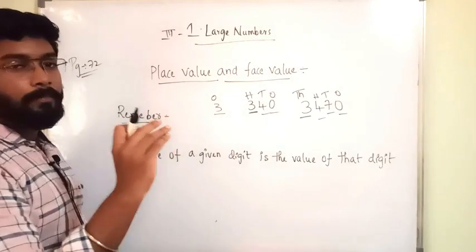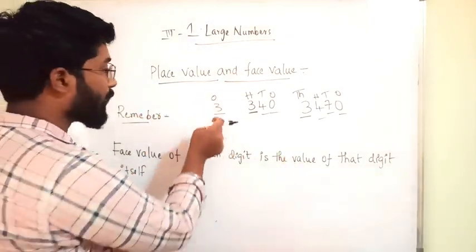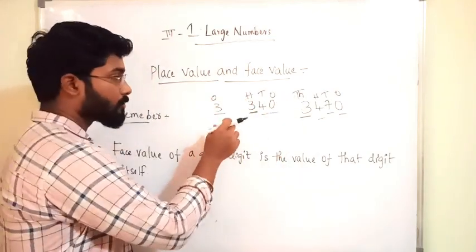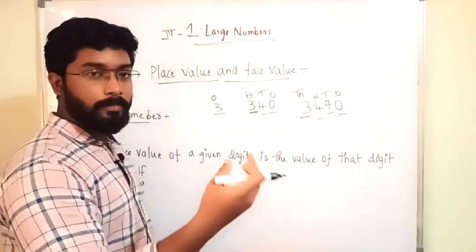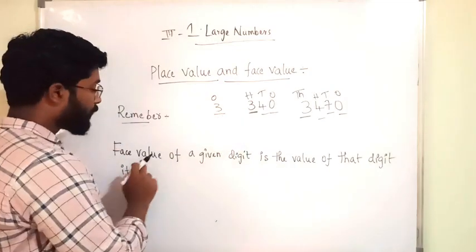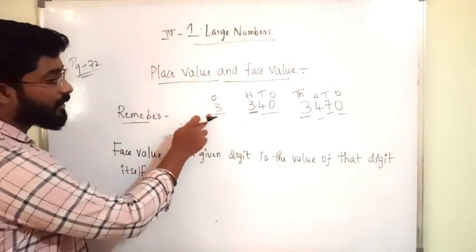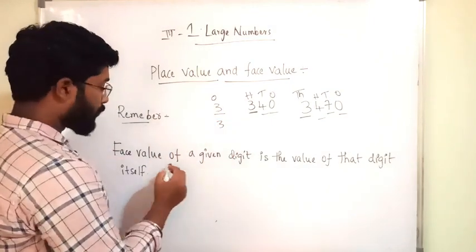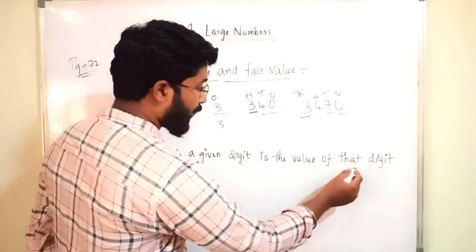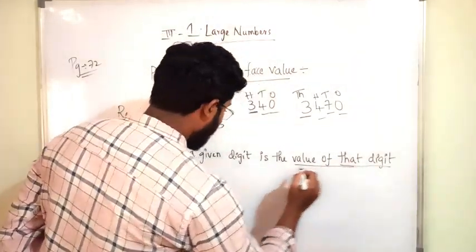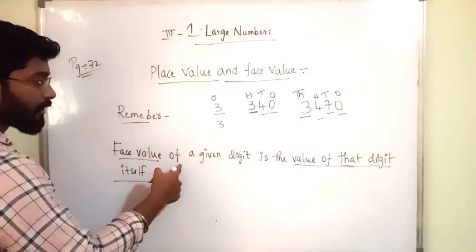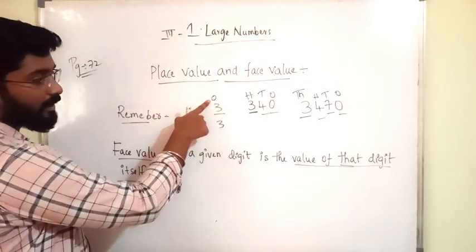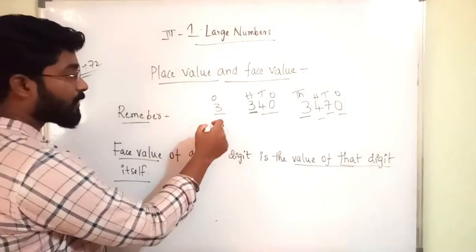So just now I said place value will be changing according to the place of the digit. Here 3 is in ones place, here hundreds place, here thousands place. So the place is changing, so the place value will also be changing, but face value will remain the same. 3 is in ones place. If I want the face value for this, it will be 3 only. Face value of a given digit is the value of that digit itself. So here 3 is in ones place. The face value of 3 is how much? 3 only.